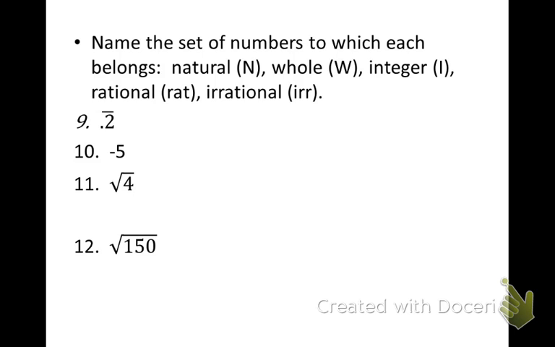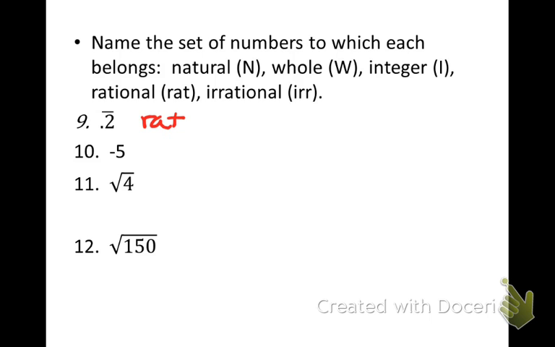All right, so set of numbers to which each belongs. Natural numbers or counting numbers like 1, 2, 3, 4. Whole numbers are almost that. They include 0. Integers are whole numbers and their opposites. Rational number, any number that can be written as a fraction, and that does include repeating decimals. Irrationals are numbers that go on forever without a pattern. So any repeating decimal is a rational number.